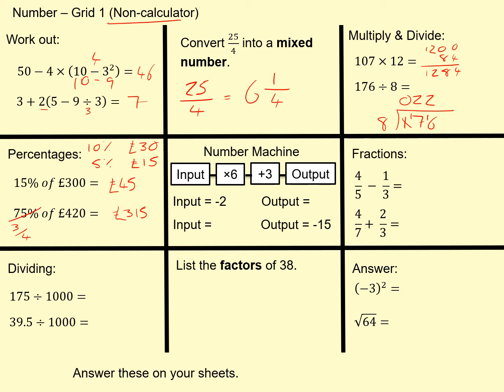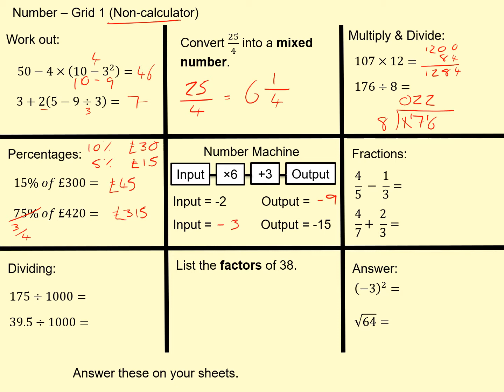Next up, the number machine. So start with -2, multiplied by 6 gets me -12. -12, add the 3 gets me -9. Second one, we've got the output -15, and we're working backwards. So instead of adding that 3 on, I'm going to take that 3 away to get me -18. And then I'm going to divide that by the 6. So -18 divided by 6 gets me -3.